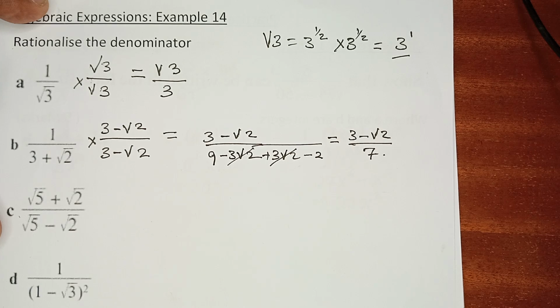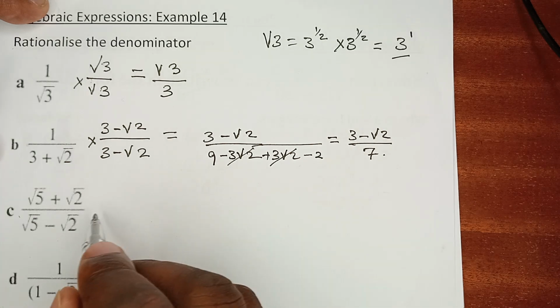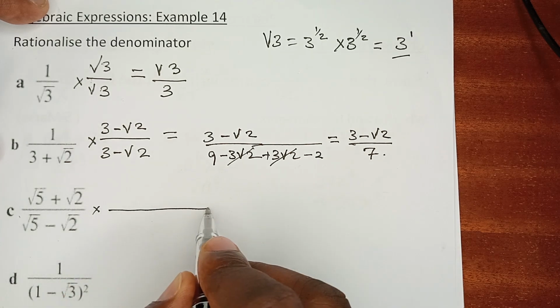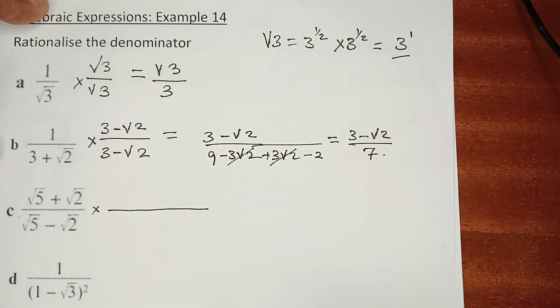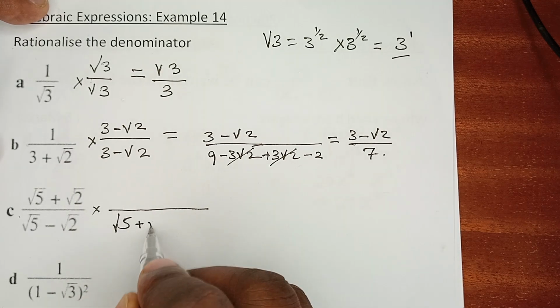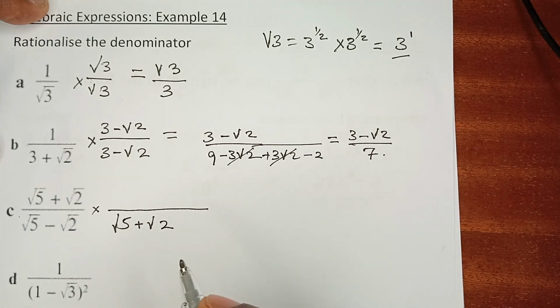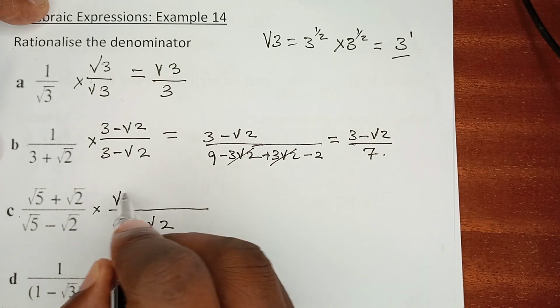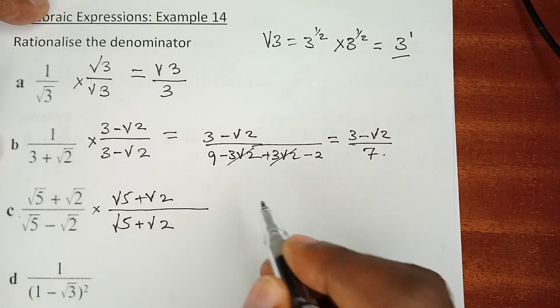Let's now get back to part C. In part C, you look at the denominator, which is root 5 minus root 2. So the conjugate, or the number we are going to multiply by, is the same root 5, but this time plus root 2. And we do the same at the numerator, root 5 plus root 2.